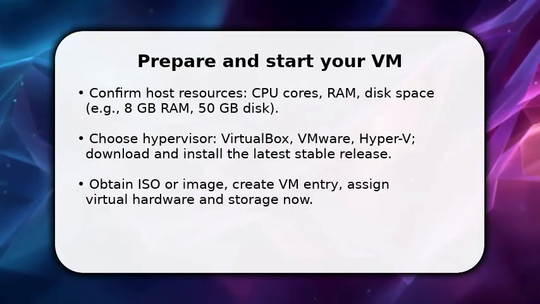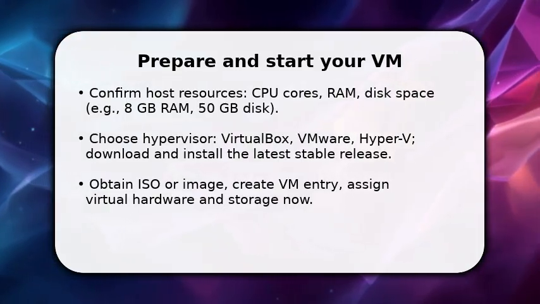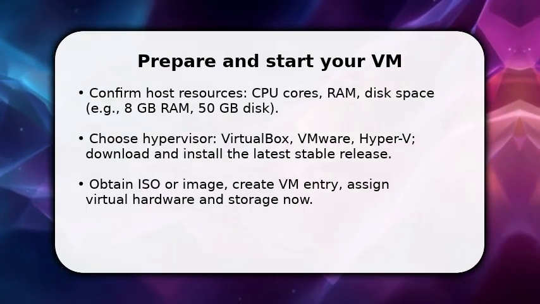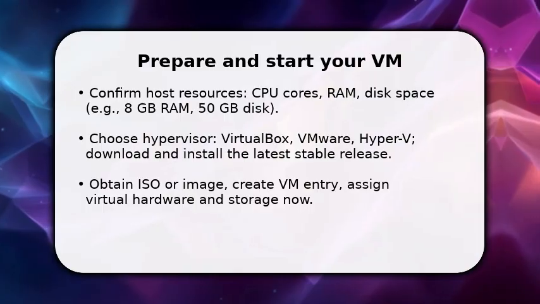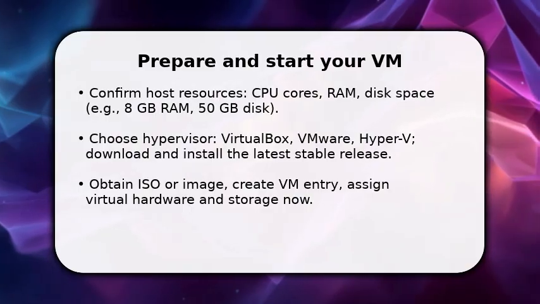You begin by confirming prerequisites and creating the VM record. Allocate CPU, RAM, and disk based on the guest OS. You want headroom, so assign slightly more than minimum. Once done, install your chosen hypervisor and import, or attach the ISO/image.